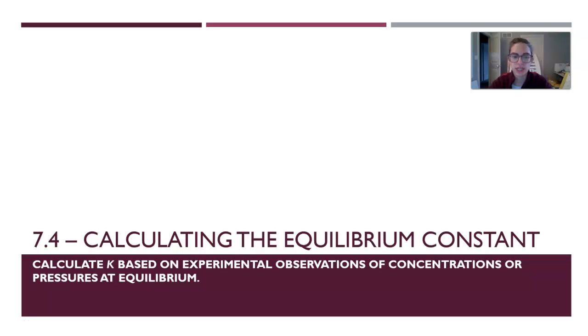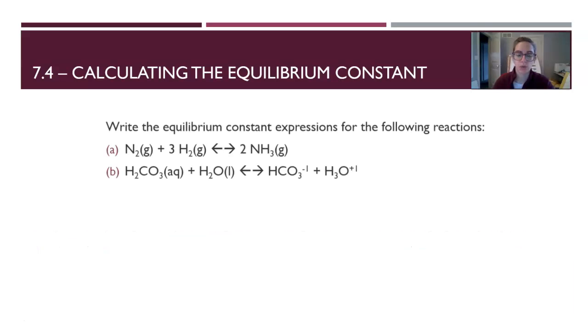This video is for topic 7.4, calculating the equilibrium constant. The objective for this topic is to calculate K based on experimental observations of concentration or pressures at equilibrium. So what we're going to do is start by practicing writing our equilibrium constant expressions. Eventually, we'll use these expressions to calculate K.